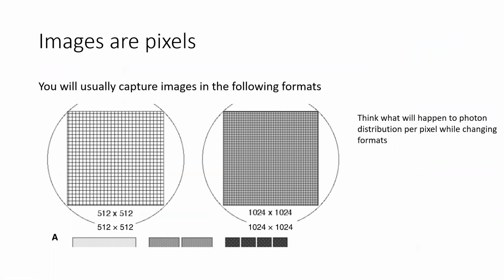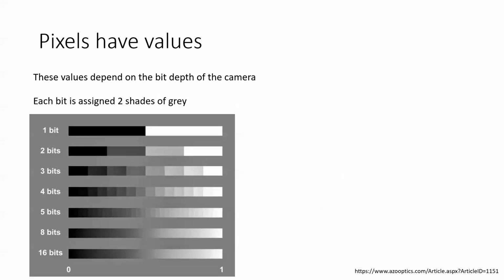Images are nothing else but pixels. When you look at any image and you zoom in, you see pixelation happening. Let's say your image dimensions are 512 by 512: you have 512 pixels vertically and 512 pixels horizontally. If your image dimensions are 1024 by 1024, you've got 1024 pixels horizontally and 1024 pixels vertically, right? And each of those pixels has some kind of a number, and that's a pixel value.